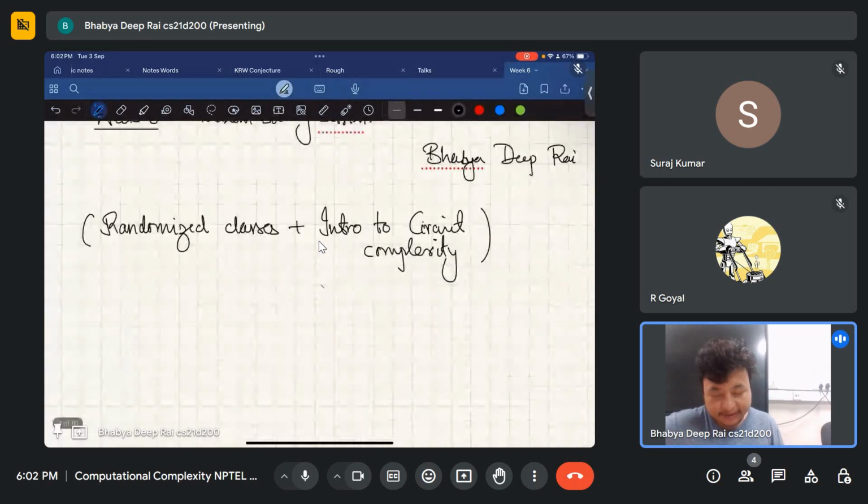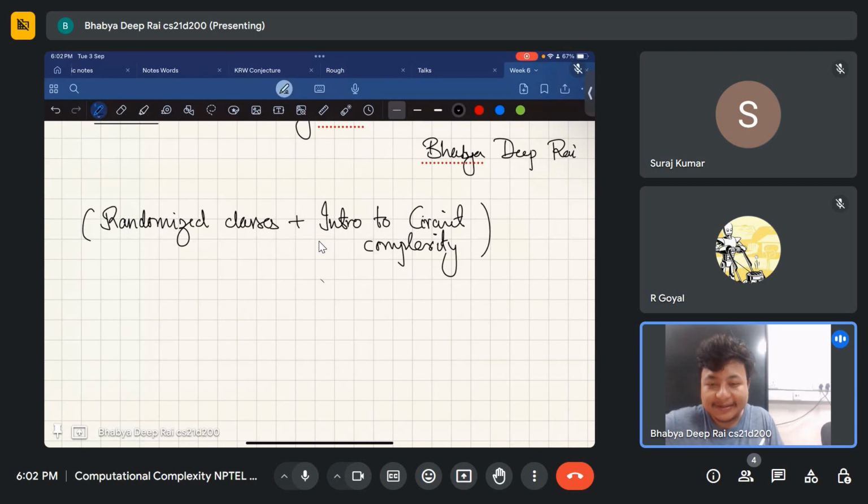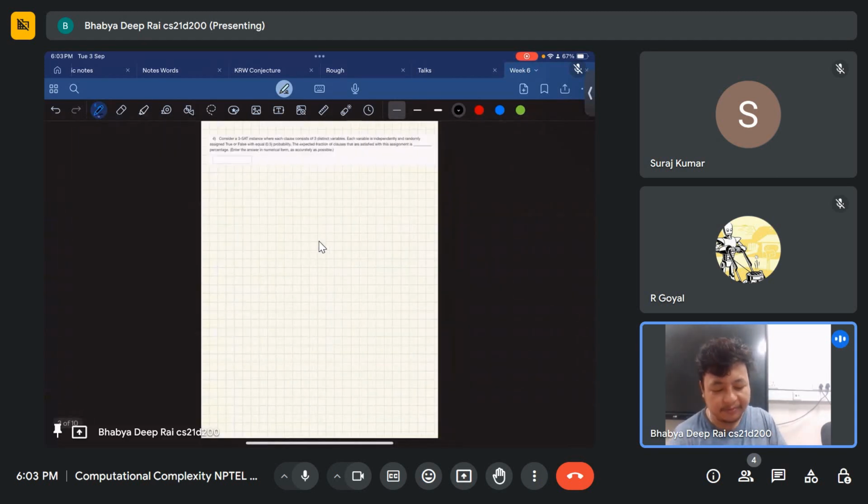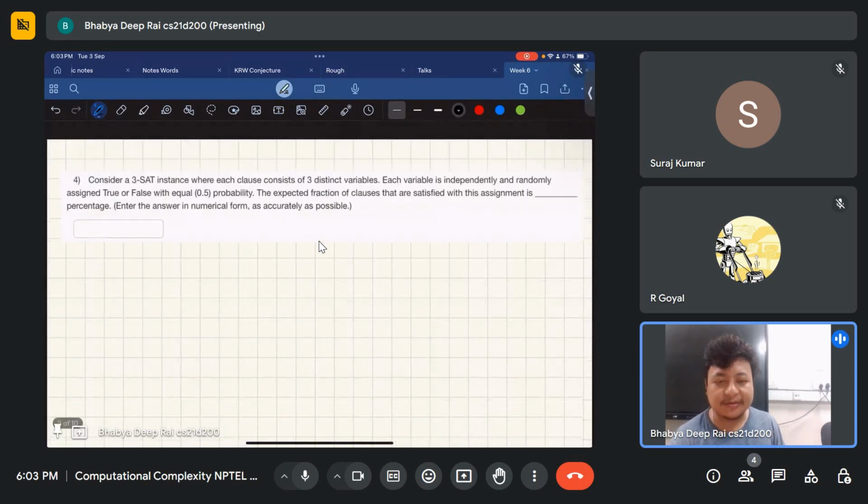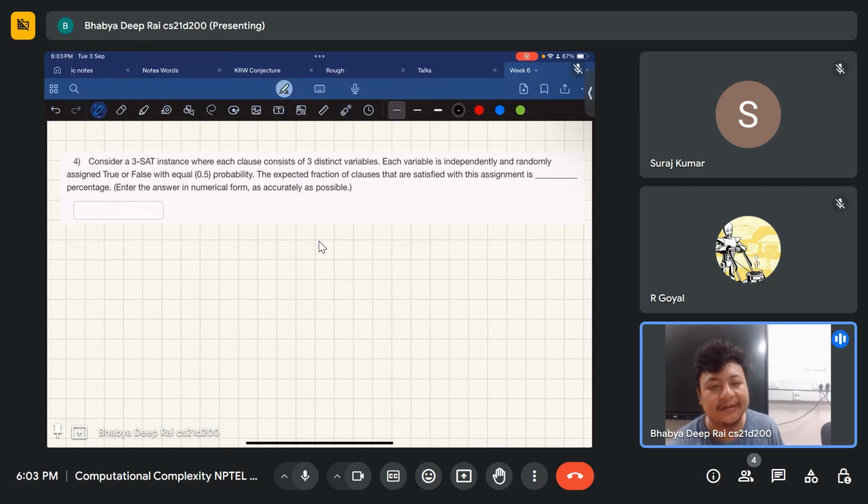This week's topic is randomized classes, an intro to circuit complexity theory, and Sipser's theorem, that is, BPP is contained in Sigma 2. Before I move on to this week's questions, I would like to solve a few questions from the previous assignment. One or two questions may be slightly trickier, so I'll look at those, but the rest were fairly straightforward, following almost directly from the definitions of RP, BPP, and so on.